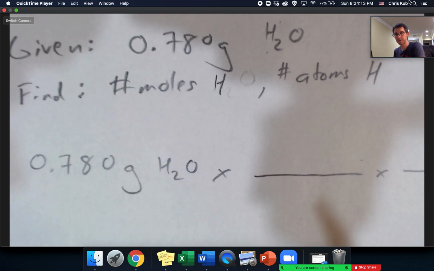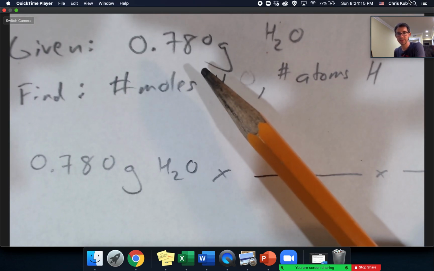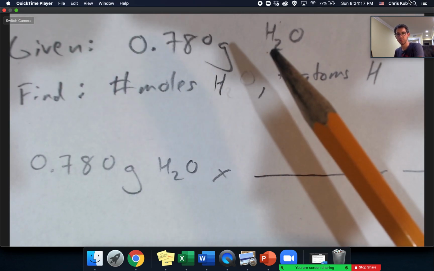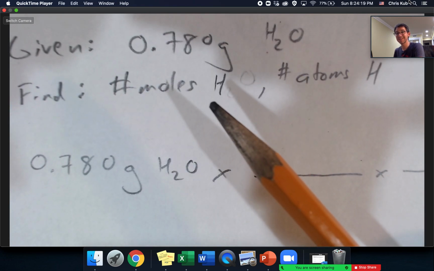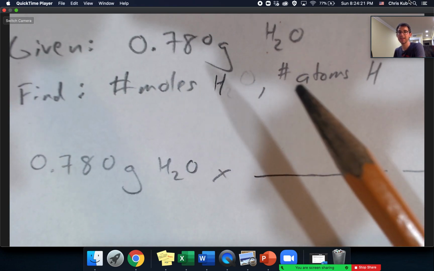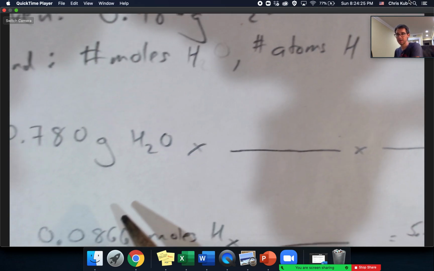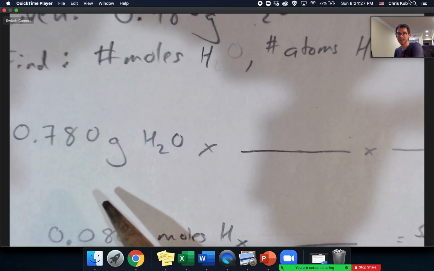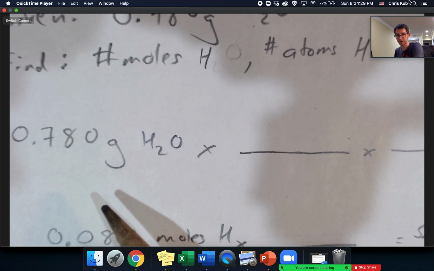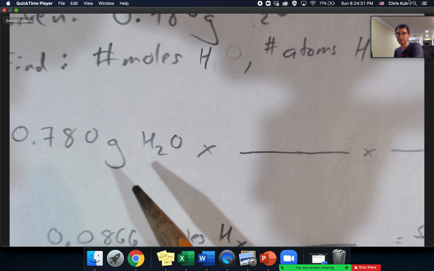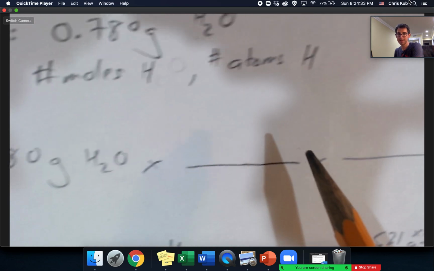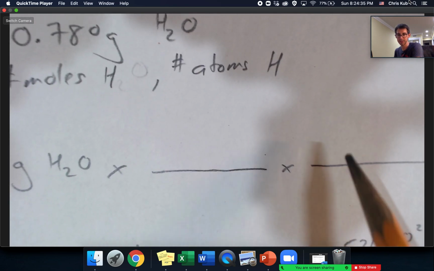Here's our first problem. Let's say that we have 0.780 grams of water. How many moles of just hydrogen atoms are in there? And then how many atoms of hydrogen are there? So we can figure out how many moles of just hydrogen there are by first finding moles of water and then finding moles of hydrogen.